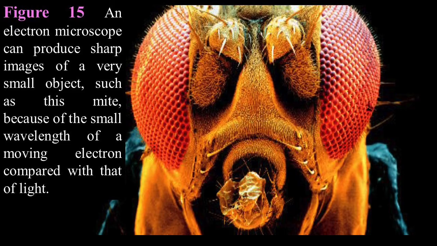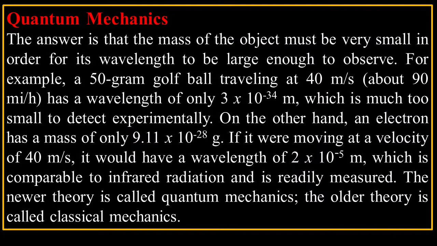Here is the mite. An electron microscope can produce sharp images of a very small object such as this mite because of the small wavelength of a moving electron compared with that of light. So that might help you answer the question that was posed to you in the last slide.